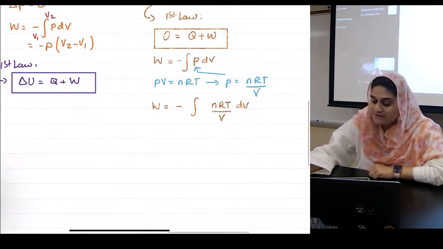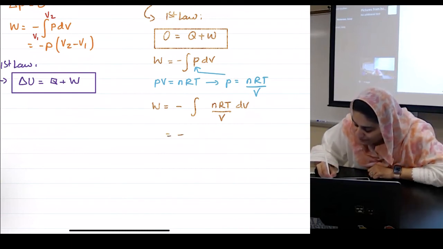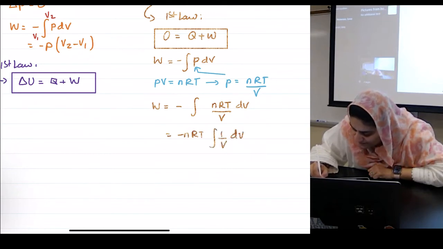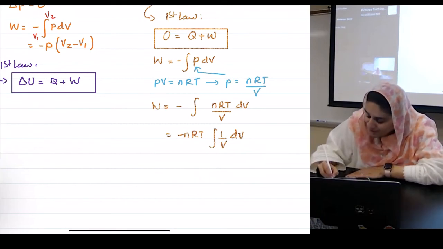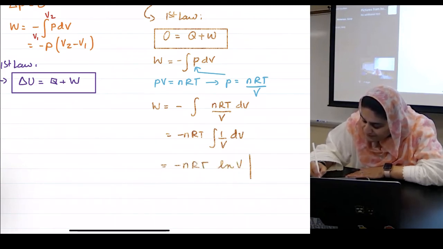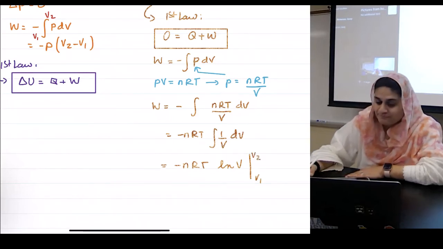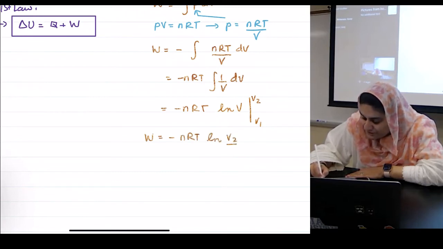Okay, is n a constant? Is R a constant? Is T a constant? There's no change in T, right? So I'm going to take these all out. Minus nRT integration 1 over V dV. What is the integration of 1 over V? Log, right? The natural log. Minus nRT natural log of V from V1 to V2. Or W now becomes nRT log of V2 over V1.